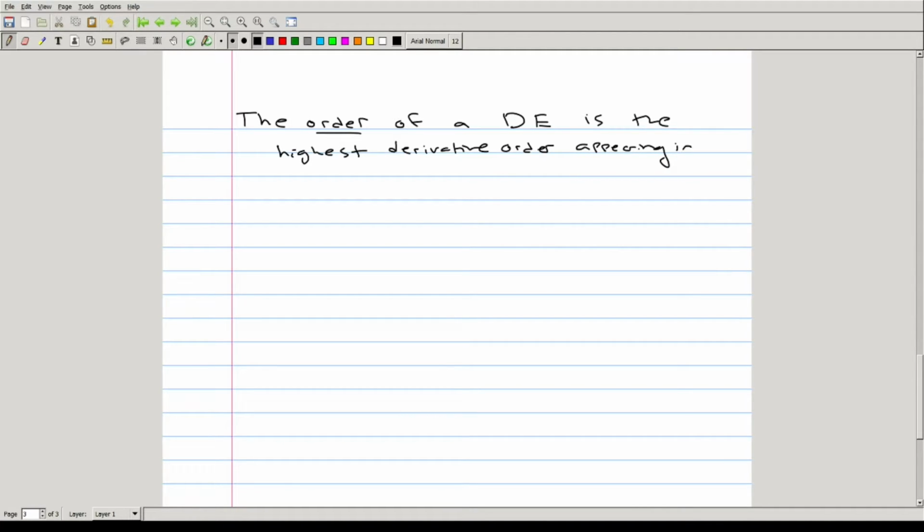So the next classification that we can make is the order of the PDE. And you might be familiar with some of these classifications from a previous class. I just want to make sure that everyone is on the same page. So the order of a differential equation is the highest derivative order appearing in the differential equation.